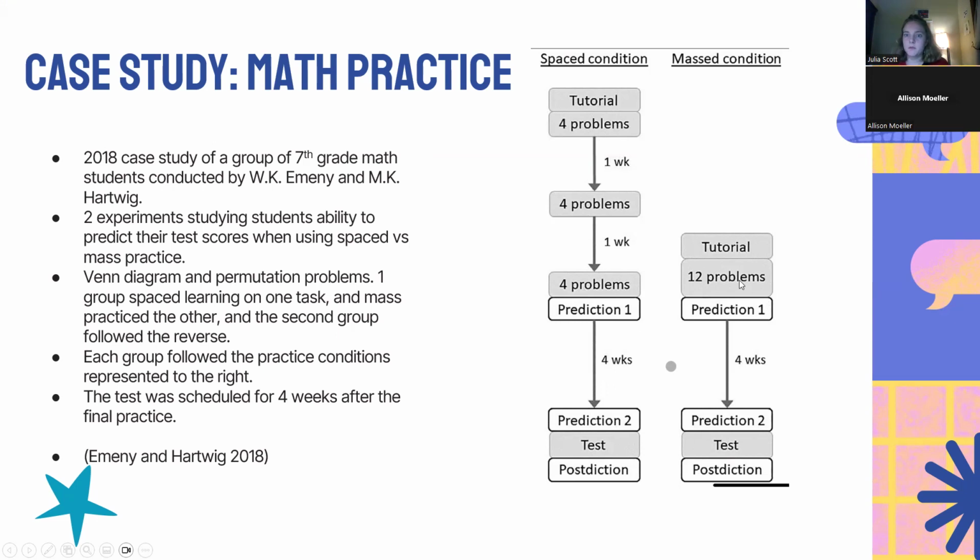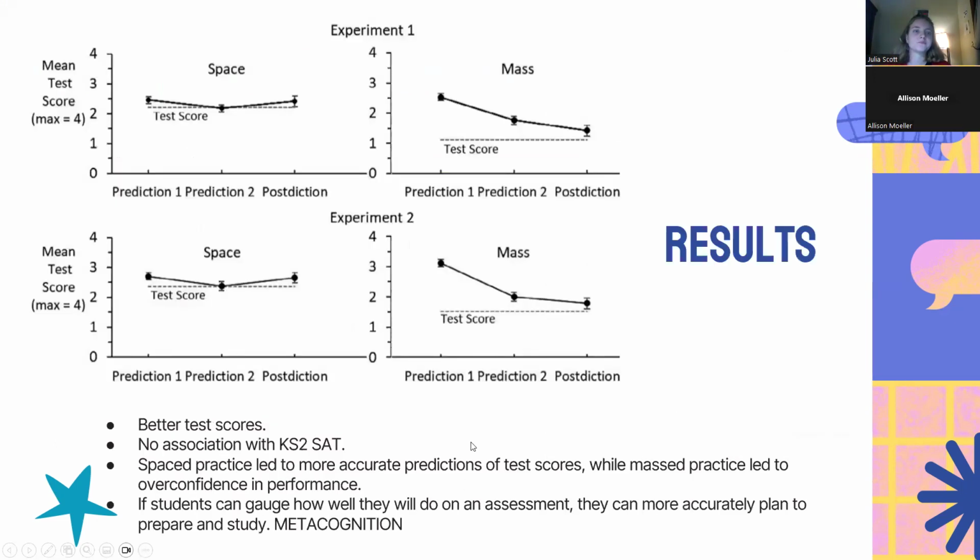They did the same thing with the mass condition, except after the modeling, they just did all 12 problems at once, and then they waited 4 weeks. The reason why I chose this particular study is because one of the variables was to ask students to make predictions about how they would perform on the test. So they would make a prediction before they learned about the concept, a prediction after they practiced the problems, and then a postdiction, like how they thought they performed on the test after they took it.